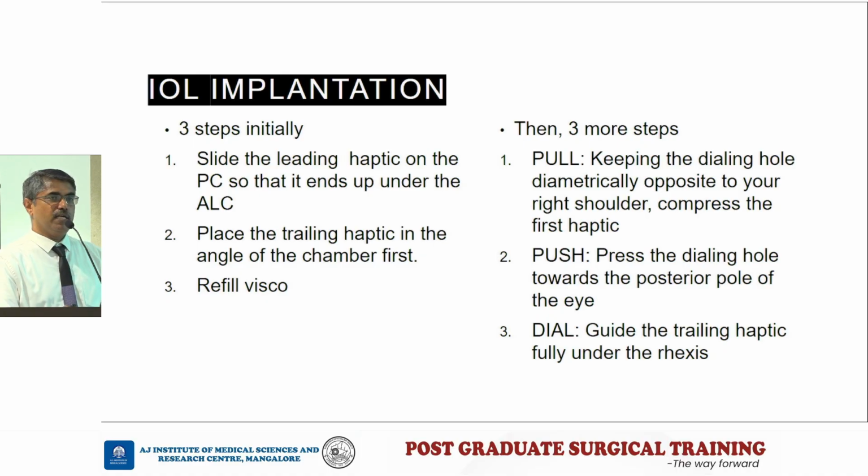One thing which commonly happens is that we're not able to put the lens in the bag. After a beautiful surgery has been done, the lens is partly in the sulcus, decentered. So how do you do that? Basically, there are three initial steps. You slide the leading haptic on the PC so that it gets under the anterior capsule, and put the trailing haptic into the anterior chamber so it stays in place. Put visco, deepen the chamber, and then you do three more steps.